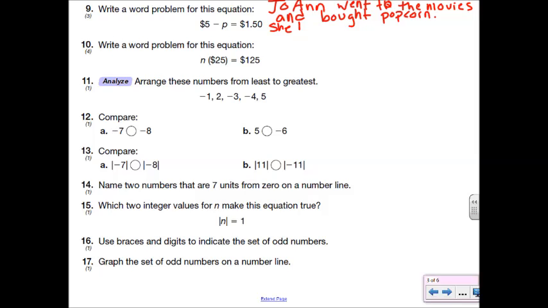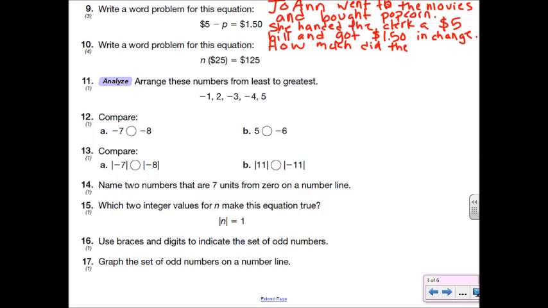She handed the clerk a $5 bill and got $1.50 in change. How much did the popcorn cost?